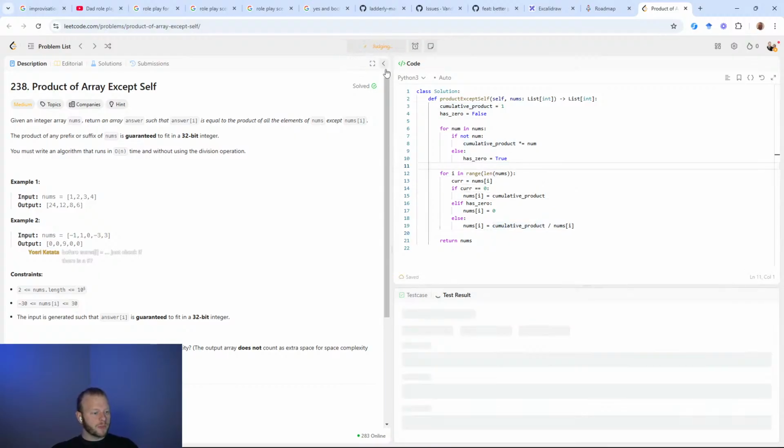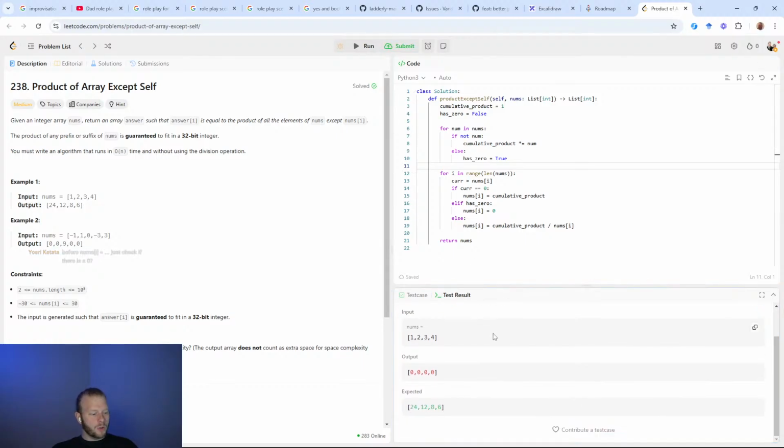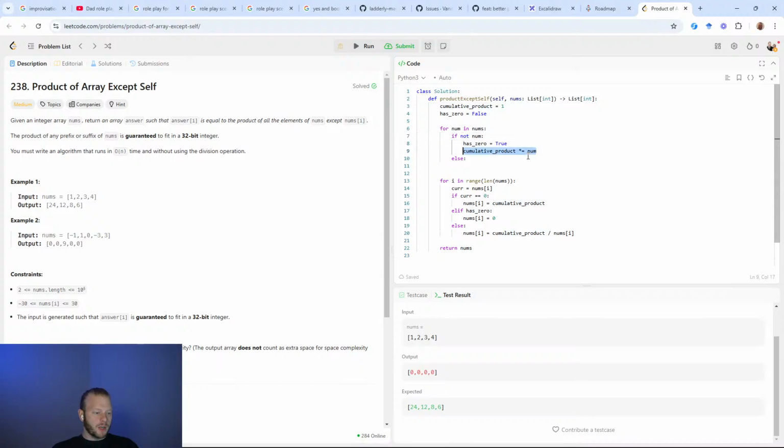Okay. Wrong. Ooh, bummer. I got my has zeros wrong. If not num. Yeah, I got these backwards. So if not num. Let me say that differently. Say if num is 0.